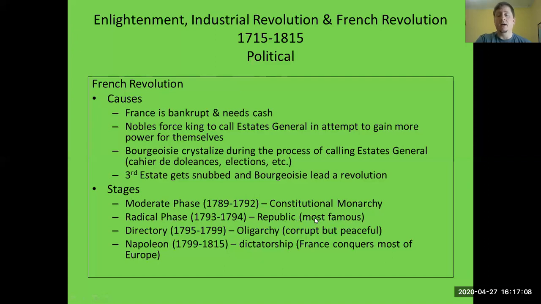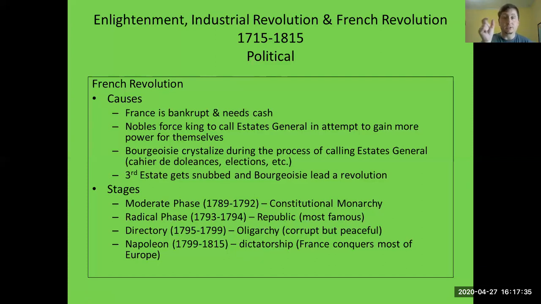The second phase is the radical phase. This is the phase that begins more or less with the death of the king, the trial and death of Louis XVI. It starts in 1793 and only lasts about a year and a half. And this is when the French Revolution becomes a republic. This is the most famous phase. This is the guillotine phase. This is the de-Christianization phase. This is the Jacobin phase, the Committee of Public Safety phase. This is the Reign of Terror phase.